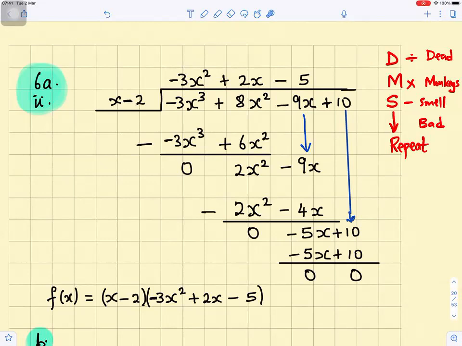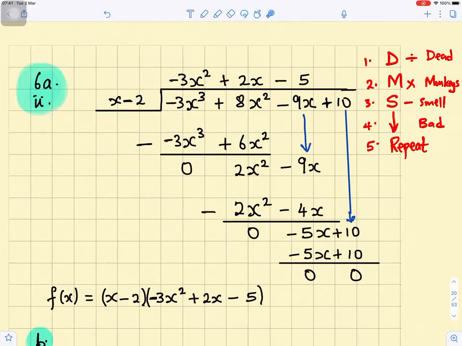Number two, we multiply. So if I call that 1, 2, 3, 4, 5. Number two is multiply. So we do minus 3x squared times x. It gives you minus 3x cubed. You write it directly under. Minus 3x squared times minus 2 gives you plus 6x squared. Minus and minus gives you a plus. 3 times 2 gives you 6. And then there's the x squared. You write it under that.